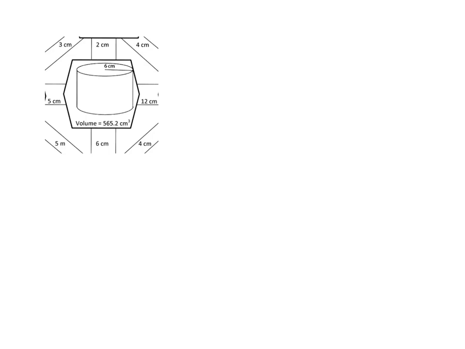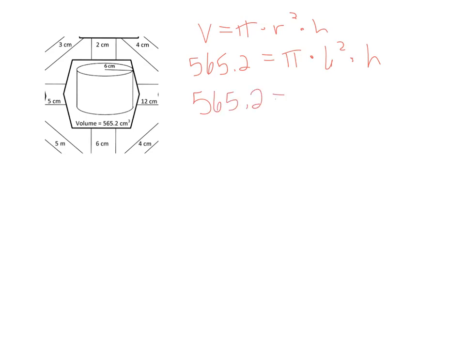This one is exactly the same as the ones we've been doing. Volume is equal to pi times radius squared times the height. We're going to have 565.2 is equal to pi times 6 squared times the height. 565.2 is equal to pi times 36 times the height. Now I'm going to do this part. So I've got 3.14 times 36. That's 113.04.